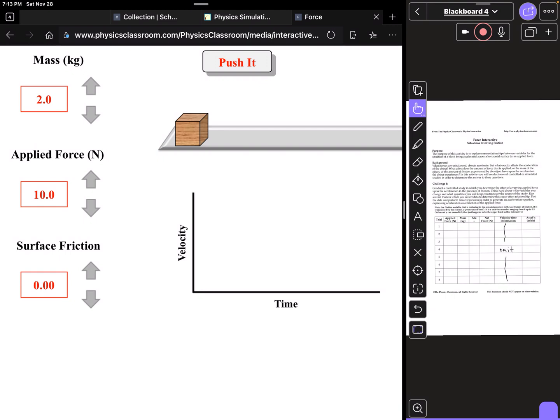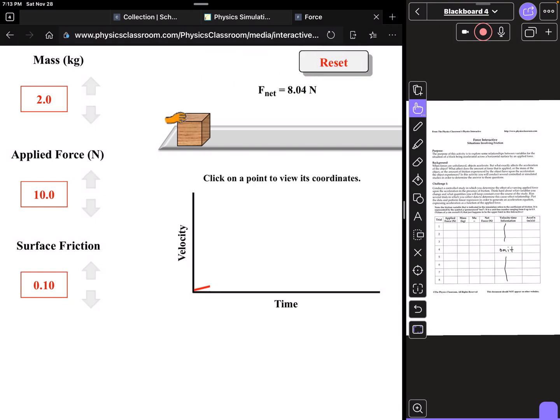My first mass is 2, my applied force is 10, and once we put a friction in, maybe I'll do 0.1. I'll write those things in for applied force and for mass, and then that mu is talking about friction, because this friction is the coefficient of friction, and it's mu. So you would write that in. It doesn't have any units. And then I would do the same thing and write that in, and it's going to give me a net force, in this case of 8.04. I'll write the net force in there.